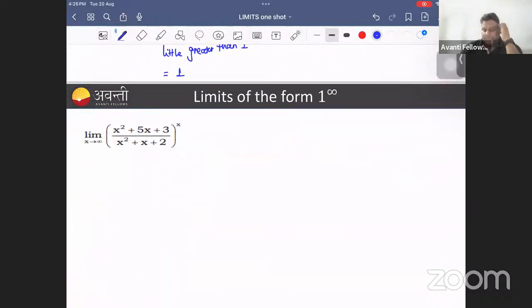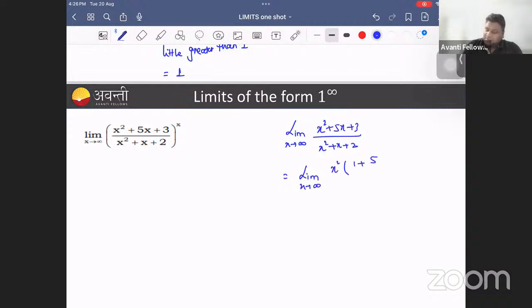Limit x approaches infinity, (x square plus 5x plus 3 upon x square plus x plus 2) whole to the power x. Now, first of all, let us check the base as x approaches infinity: x square plus 5x plus 3 upon x square plus x plus 2. Take x square common: 1 plus 5 by x plus 3 upon x square, divided by x square common, 1 plus 1 by x plus 2 by x square. Got it?